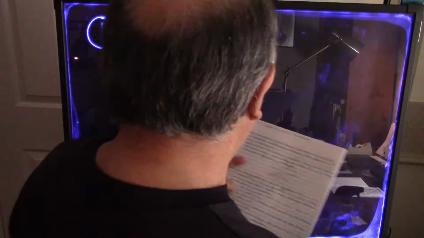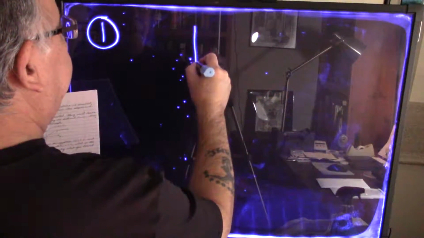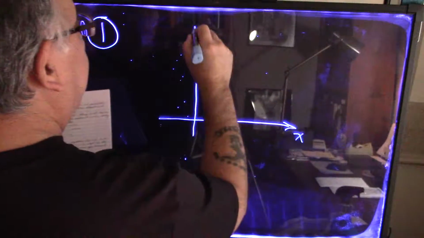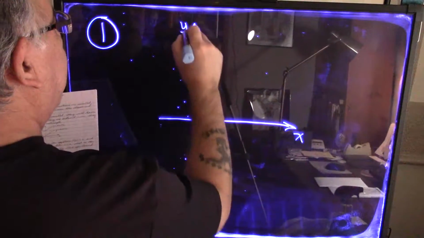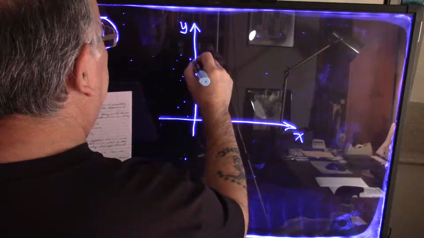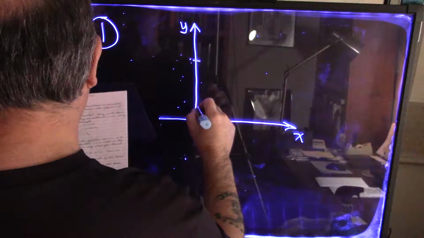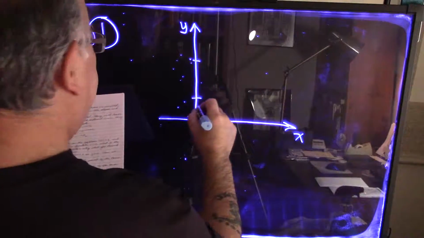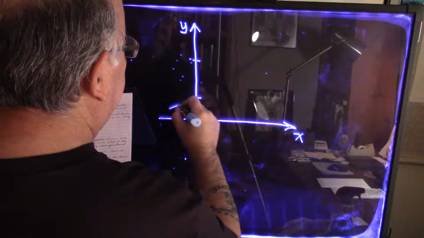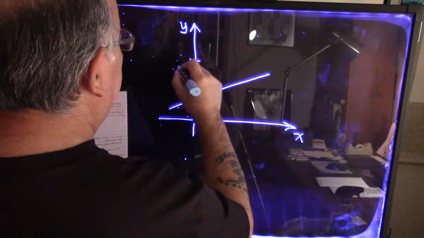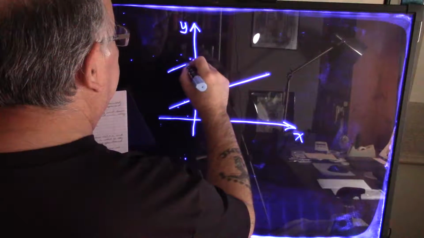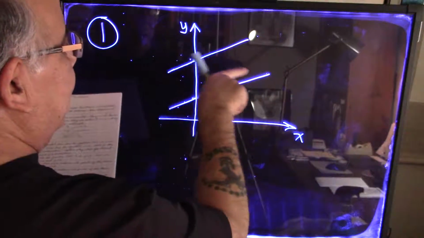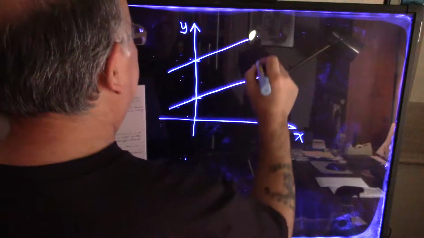So, for example, let's say we have y-intercept here and here, and we have two parallel lines. So they're going to have the same slope. If they had different slopes, obviously they would cross somewhere, they would meet somewhere.